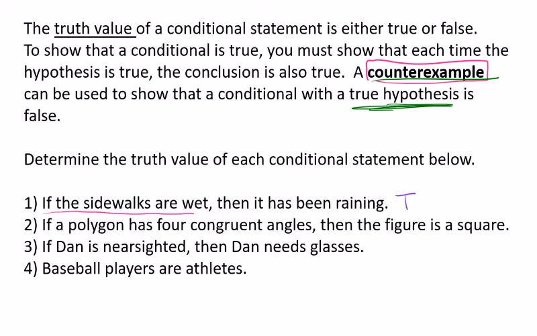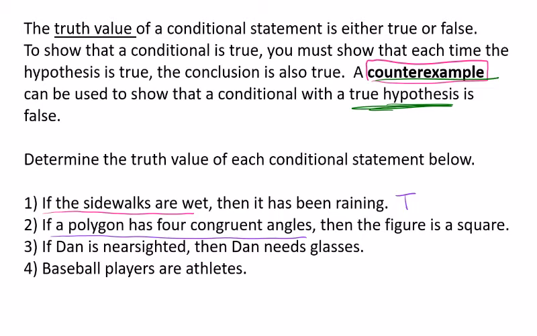Number two, if a polygon has four congruent angles, then the figure is a square. So what do you think? If a polygon has four congruent angles, then the figure is a square. So can you think of a polygon that has four congruent angles that's not a square? What if it's not a quadrilateral, right? Like what if we had an octagon that had four congruent angles? That wouldn't be a square, right?